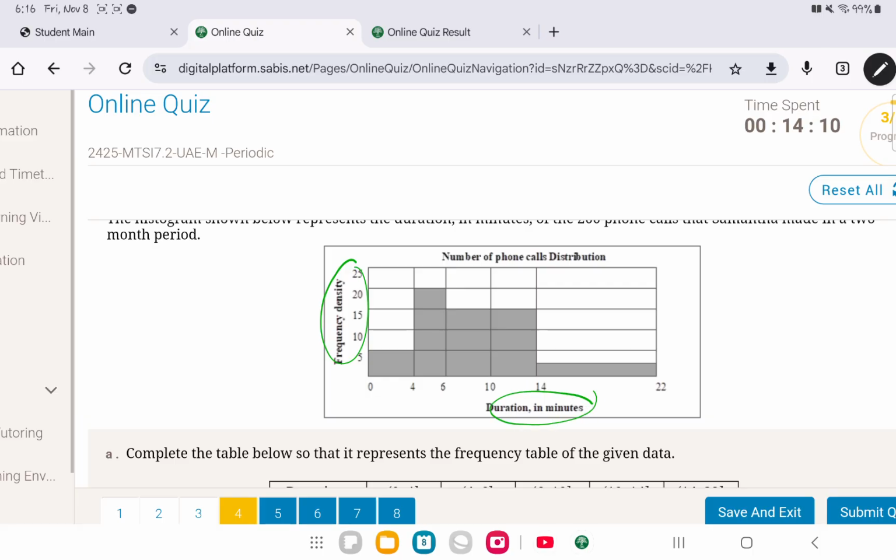To find the frequency, we know that the relation between frequency density and frequency is that frequency density is equal to the frequency over the width. Finding the width, you just need to look here and subtract the bigger number minus the smaller number. So for the first one, the frequency becomes 5 times 4 minus 0, so 5 times 4, which is 20. For the second one, it becomes 20 times 6 minus 4, which is 2, so 20 times 2, 40.